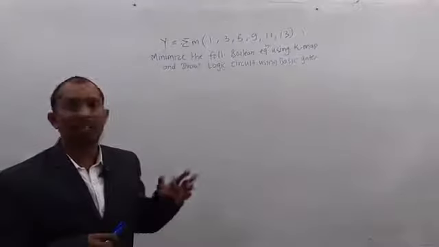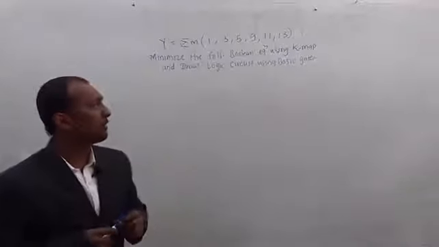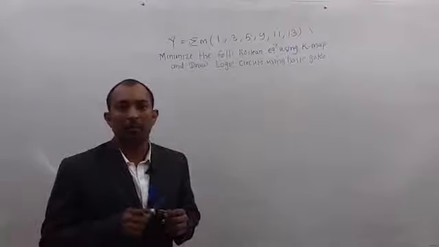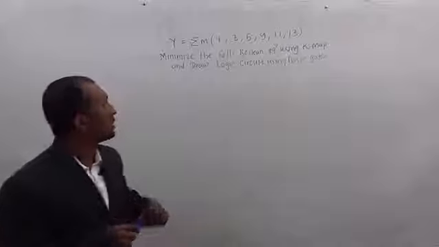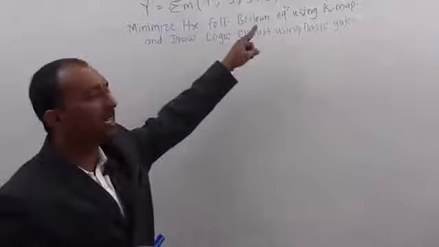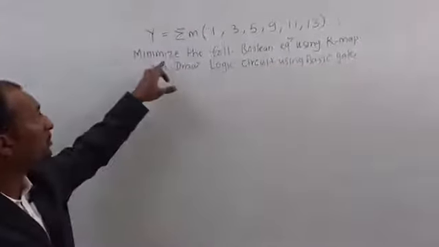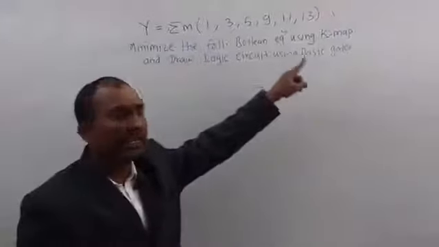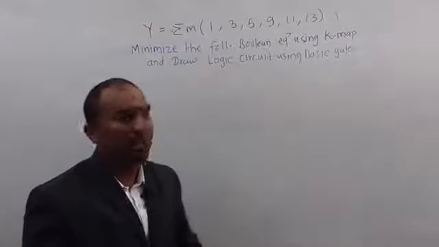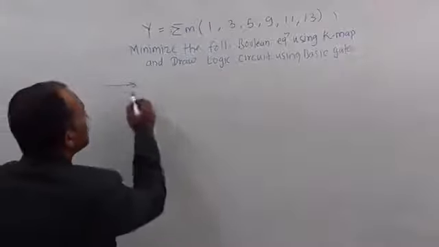As in the previous example, we have solved the concept of K-map for minimized equation. So this is another type of example for minimizing the equation. The given equation is Y equal to summation of 1, 3, 5, 9, 11, 13. In that we have to minimize the equation by using the K-map, and also we have to draw the logic circuit by using the basic gates. So first solve the K-map.